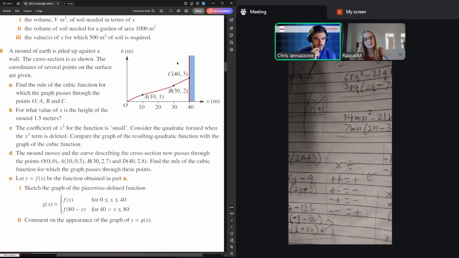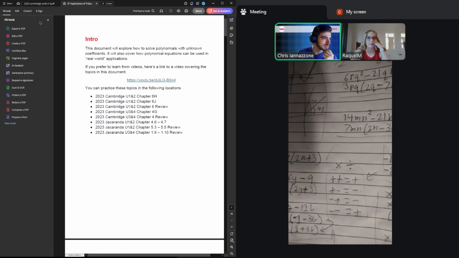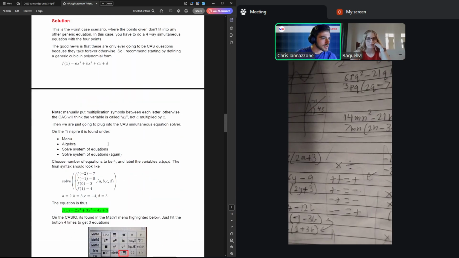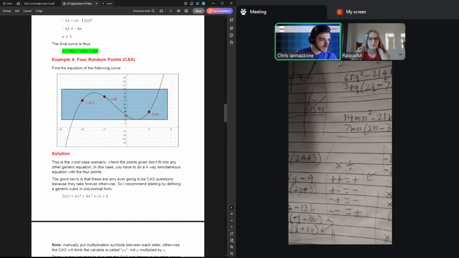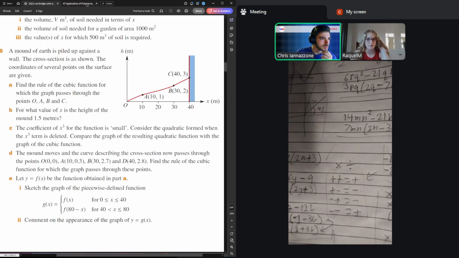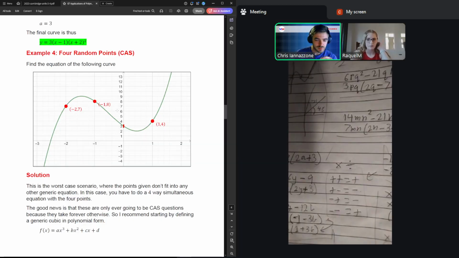Any ideas how you would approach this? None at all. I'm very lost. That's fine. So I'll pull up the notes that we had from earlier. Let's see. Polynomials, applications. We looked at it as the worst case scenario of when you have 4 random points on a curve. So obviously this thing doesn't look like a cubic at all, and that's because we just zoomed in on it in a different way.